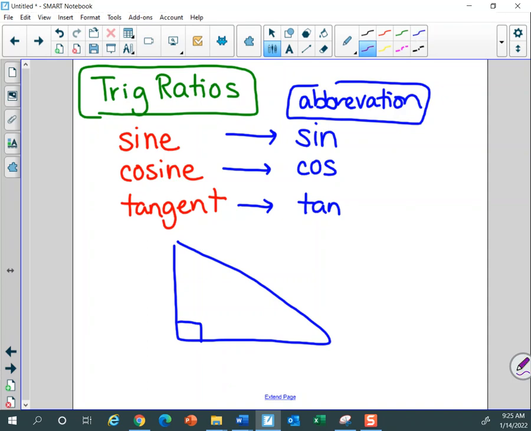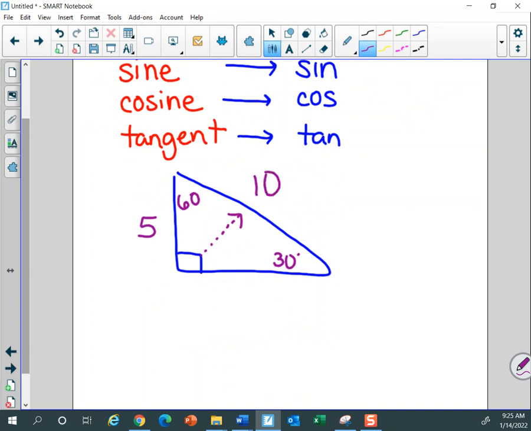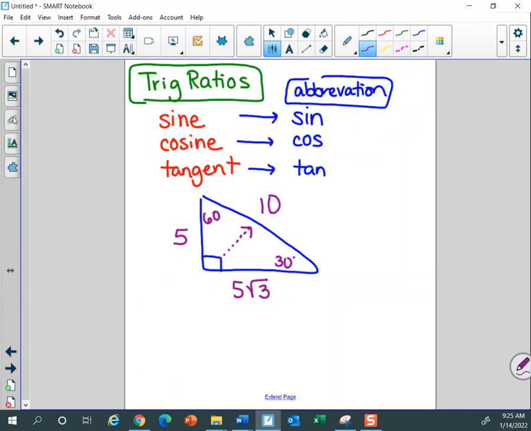So let's take a triangle. Let's say I have a nice 30, 60, 90 triangle, and let's say that the 30 side is 5. What would my hypotenuse side be? If the 30 side is 5, what would the hypotenuse side be? 10. Good. And what would the 60 side be? 5 root 3. Yep. No, you're fine. Just do that, and then you can see everything nicer.